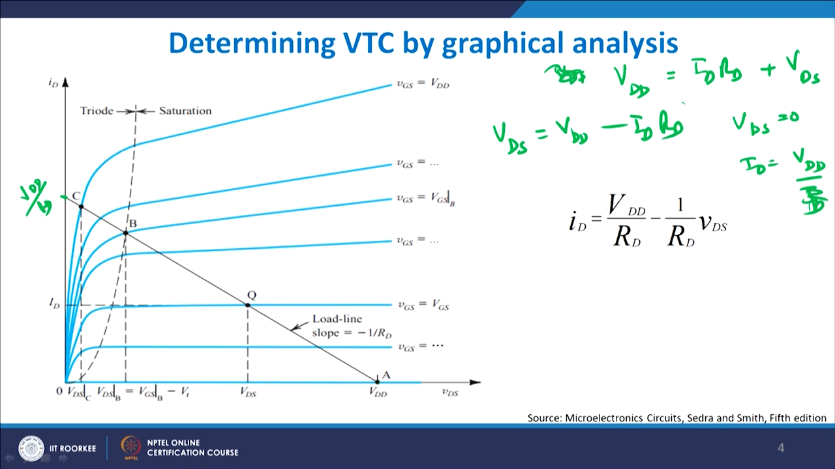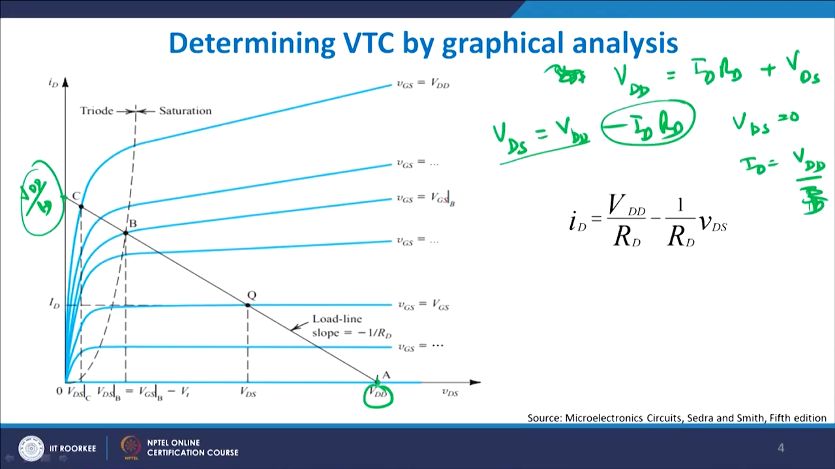So, when ID equals 0, this quantity equals 0, and therefore VDS equals VDD. That is the reason this is VDD, fine. So, I have a line which connects one point on the y axis as VDD by RD to another point on the axis which is basically equal to VDD, fine. And therefore, if you draw this line, the slope of this line is given.